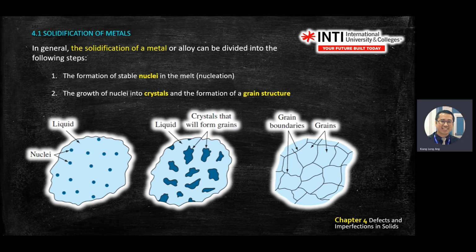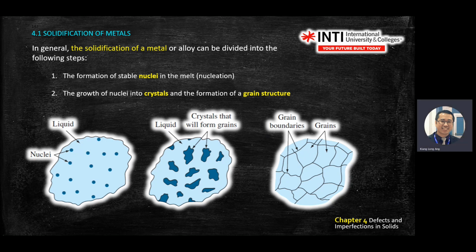Okay, now we'll focus on metals. When we melt the metals and then let the metal cool down, it starts to form a solid phase. So the metal goes into solidification with a few steps. First, it starts with a little dot in the liquid. That little dot is called a nucleus.